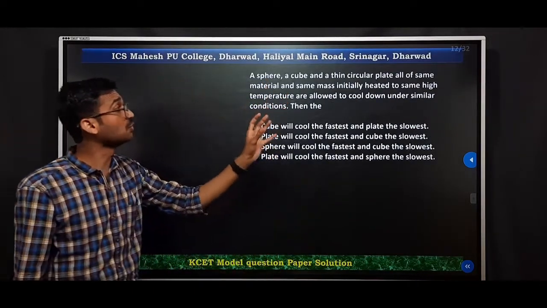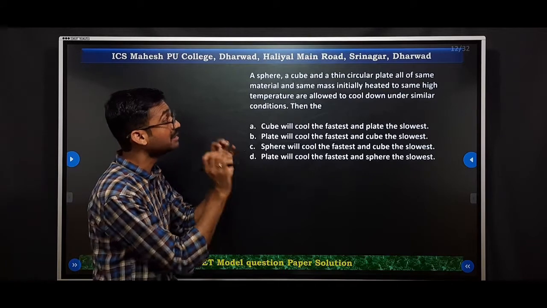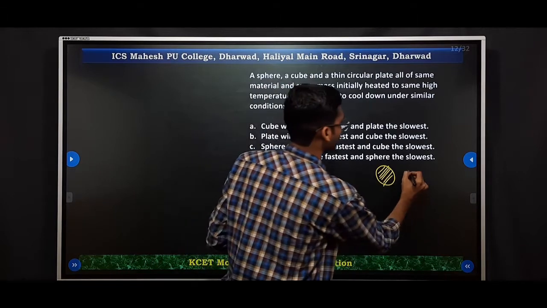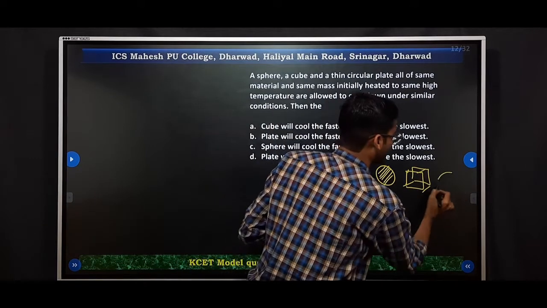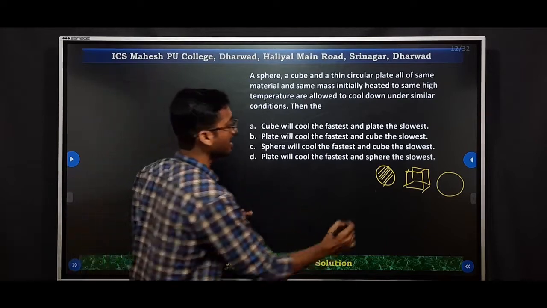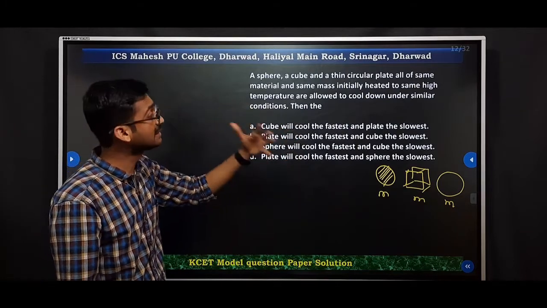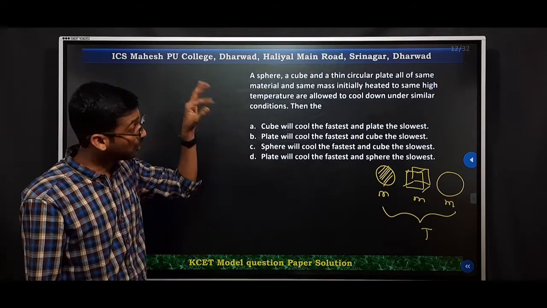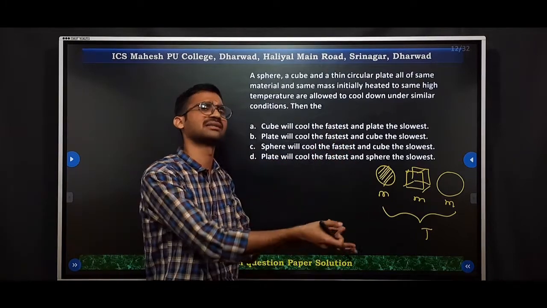A sphere, a cube and a thin circular plate, all of the same material and same mass. We have one sphere, a cube, and a circular plate. It's a 2D circular plate, remember. All of them are of the same material and have the same mass, initially heated to the same high temperature, and are allowed to cool down under the same conditions.